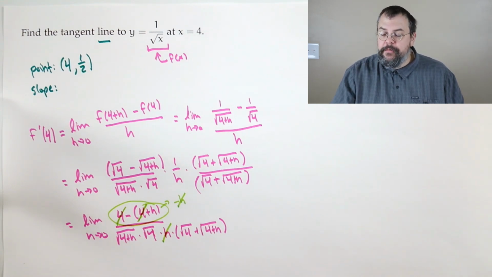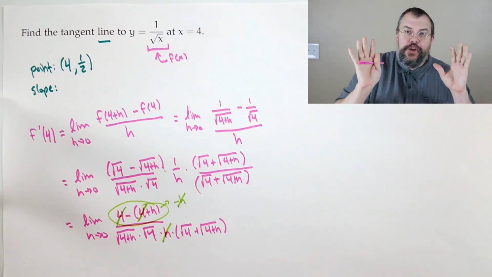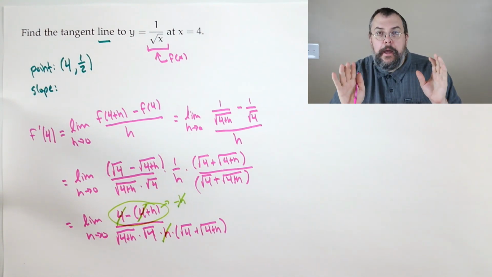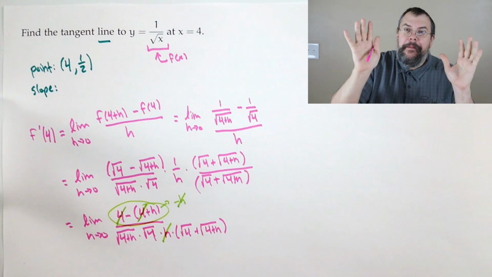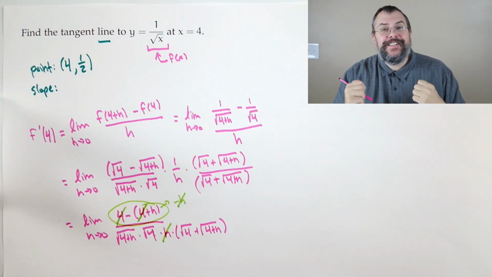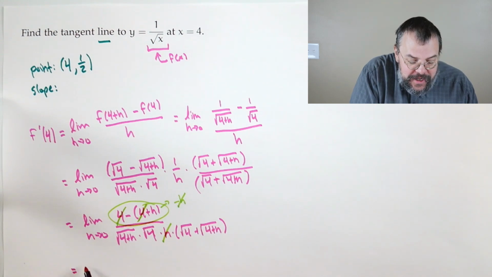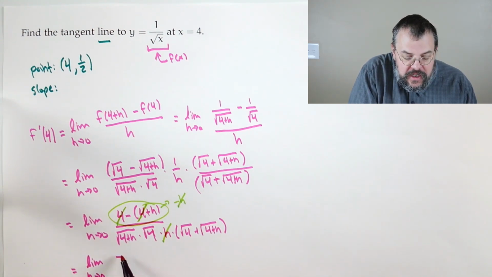So this is a moment to be like, woohoo! Yeah, we got the cancellation! If you're doing a test, you should be quiet, but still, you should be excited. It's like, I'm making progress. I'm doing it. All right, so we have limit as h goes to 0, upstairs, minus 1.